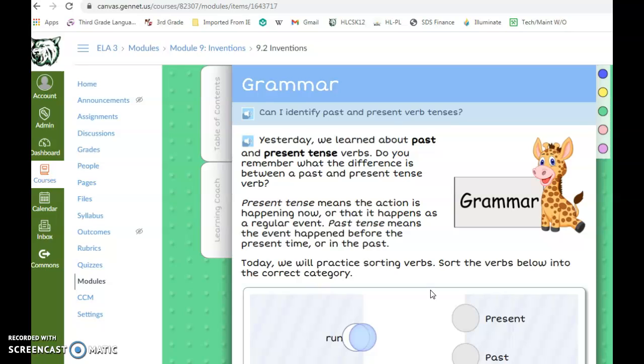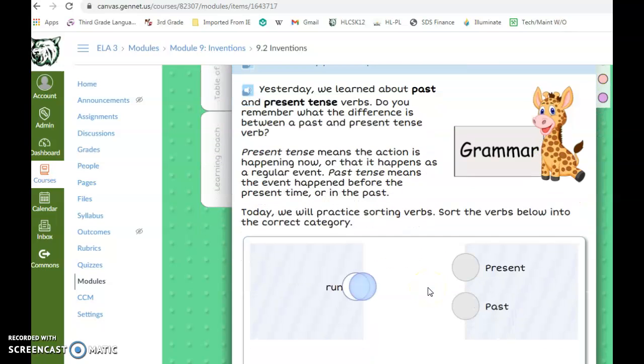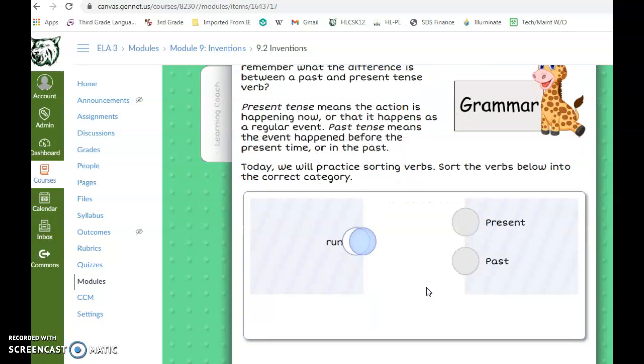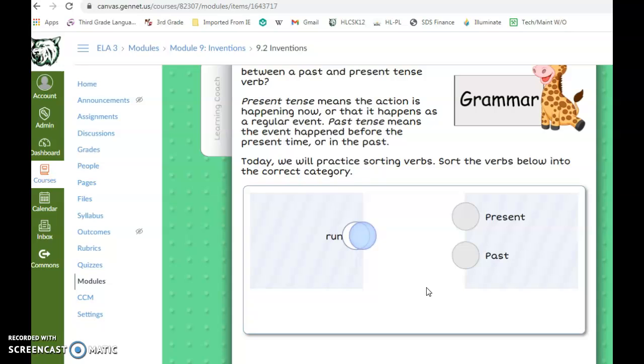Yesterday in 9.1 we talked about past tense verbs and present tense verbs. Hopefully you remember the difference. Present tense means it is happening now and usually ends with an S. Past tense means it has already happened, and a lot of the times we can see that with an ED. But again, we have irregular words. So here is a sort to complete today. So you're sorting the verbs into the correct category.